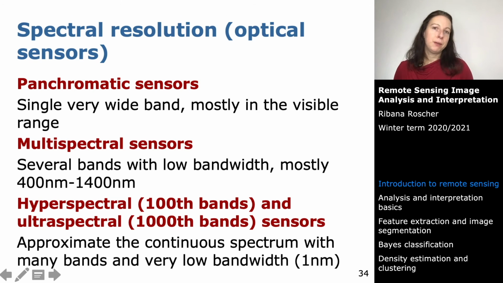Then we have hyperspectral sensors, and hyperspectral sensors are similar to multispectral sensors, but they do not have only a few bands. They can have hundreds of bands. And so they are able to approximate the continuous spectrum with many bands and very low bandwidth. And so one band is actually around 1 nanometer. So this is a very specific information you can get.